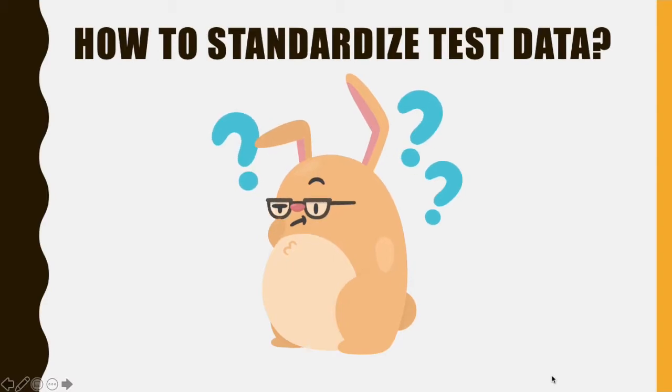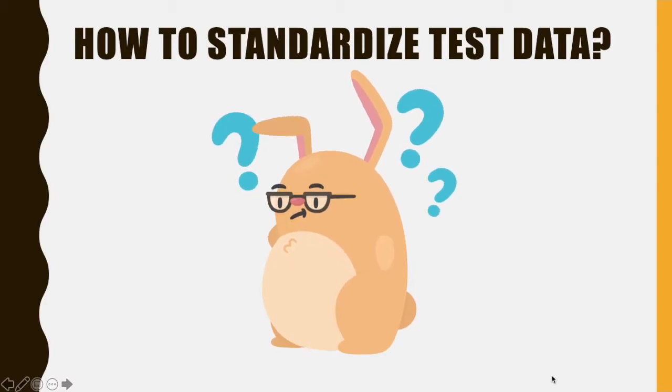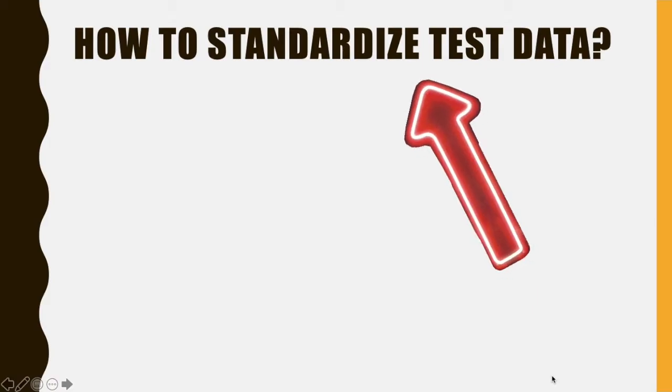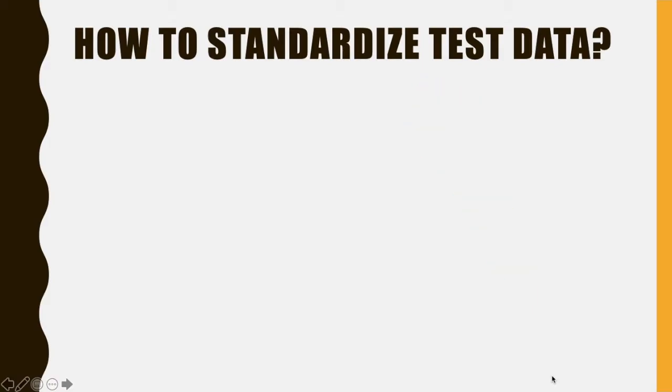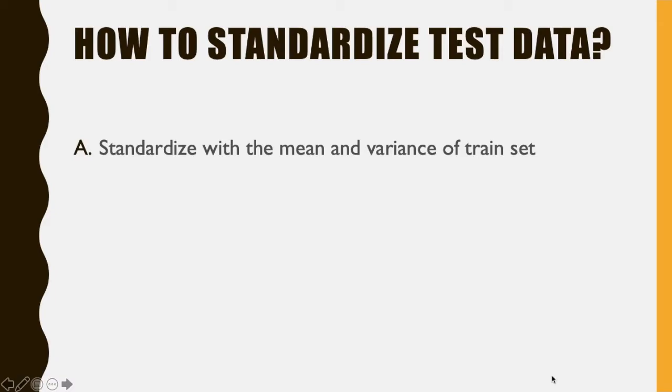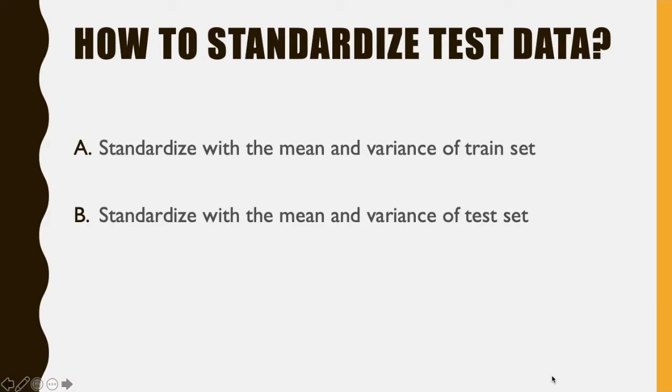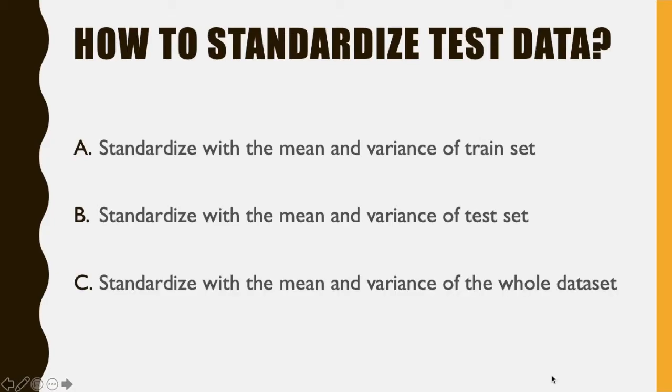Here is the most confusing question in machine learning: how to standardize the test data. I give you three options. A. Standardize it with the mean and standard deviation of the train set. B. Standardize with the mean and standard deviation of the test set. And C. Standardize with the mean and standard deviation of the whole dataset. By the end of the video, you should be able to answer this question confidently.